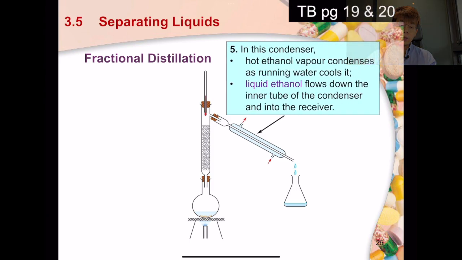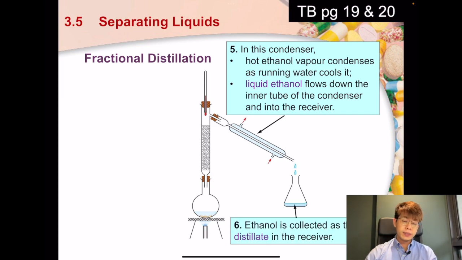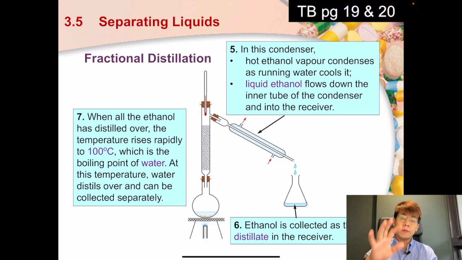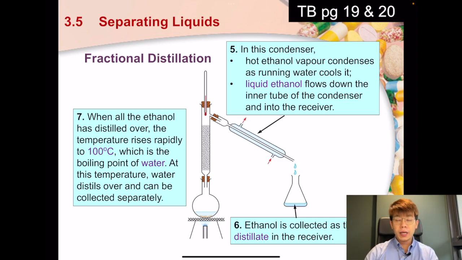And then the ethanol will cool down, and the ethanol will be collected as distillate in the receiver, and only after all the ethanol has distilled over will the temperature continue rising to 100. Once it reaches the boiling point of water, it will be collected as the distillate now.